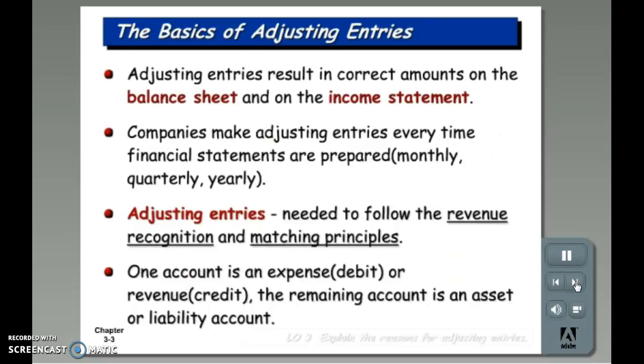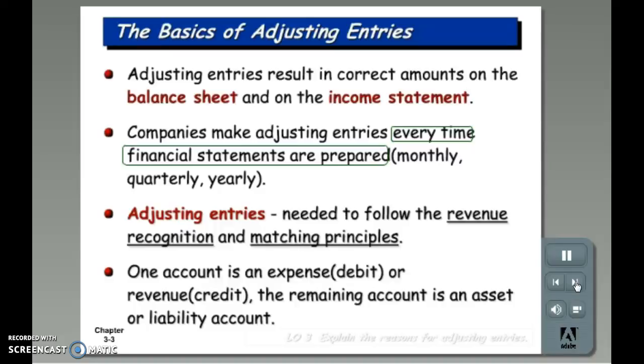Adjusting entries result in the financial statements reflecting correct amounts. Companies make these adjusting journal entries every time they prepare financial statements, whether that be every month, quarter, or year. Adjusting journal entries result in the revenue recognition principle, that is, revenue recorded when earned, and the matching principle, matching expenses with related revenues, being followed.